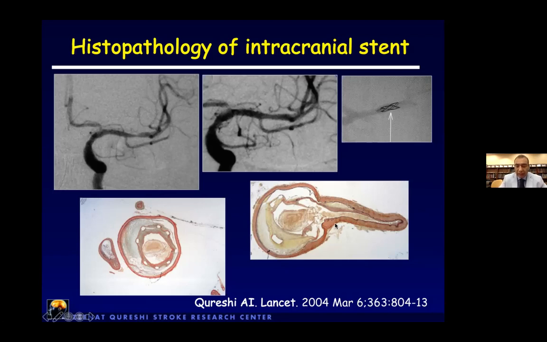And this is a lenticulostriate artery. I've always been concerned that if you put a stent across the origin of a small penetrating artery like the lenticulostriate artery, you may occlude the blood flow to these small arteries. Here you can see that there's enough space between the struts of the stent that the origin of the lenticulostriate artery is not affected, and the artery itself remains patent after stent placement.